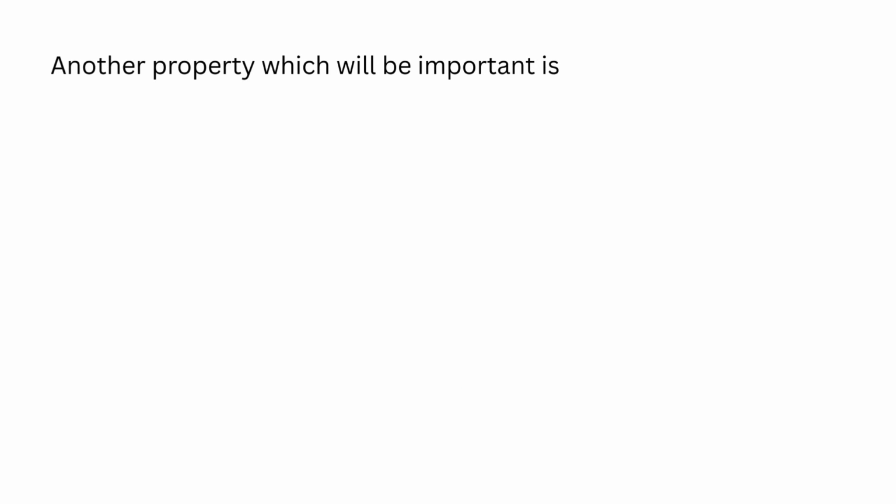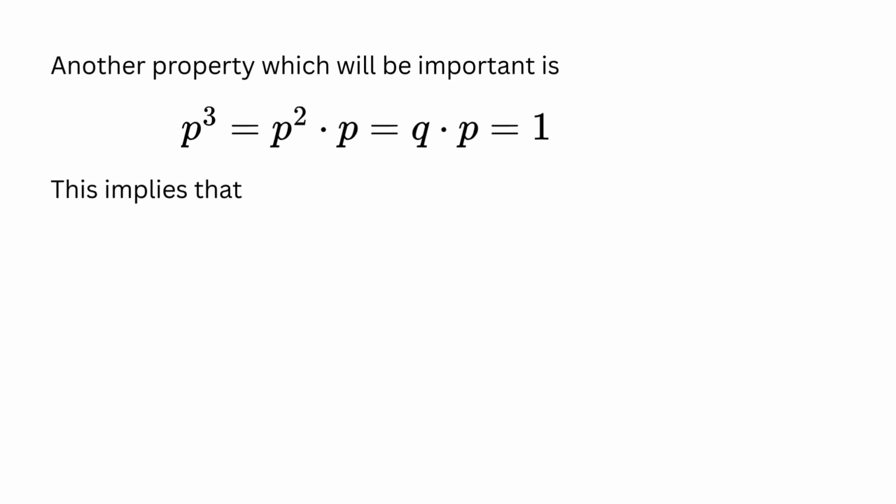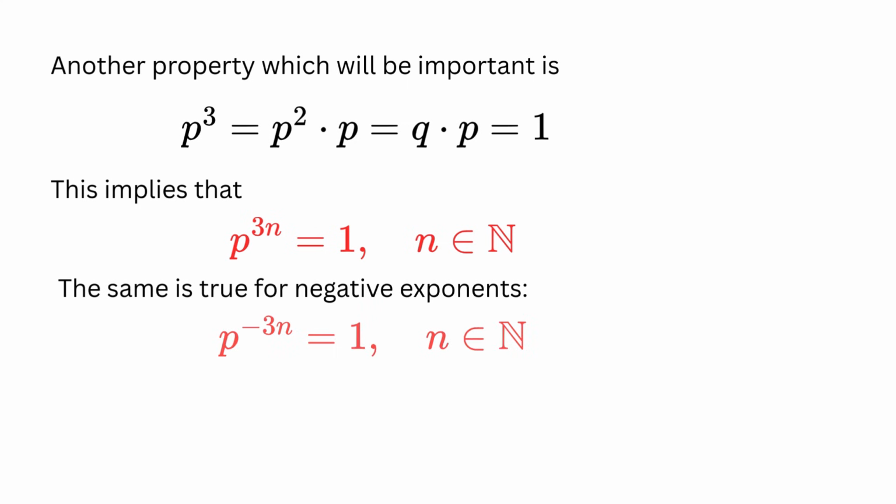Another property which will be important relates to the powers of P. Notice that P cubed equals 1. This implies that in GF4 all powers of P with exponents which are positive multiples of 3 are equal to 1. The same is true for negative exponents.